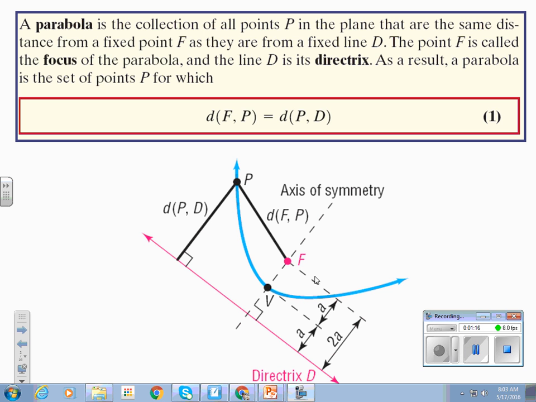And a couple things to note is that the distance from the vertex to the focus is the same as the distance from the vertex to the directrix, which means the distance from the focus to the directrix is 2 times this a value.